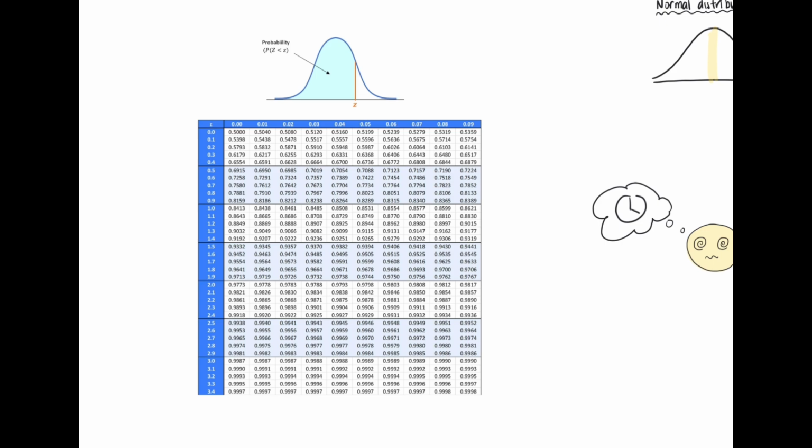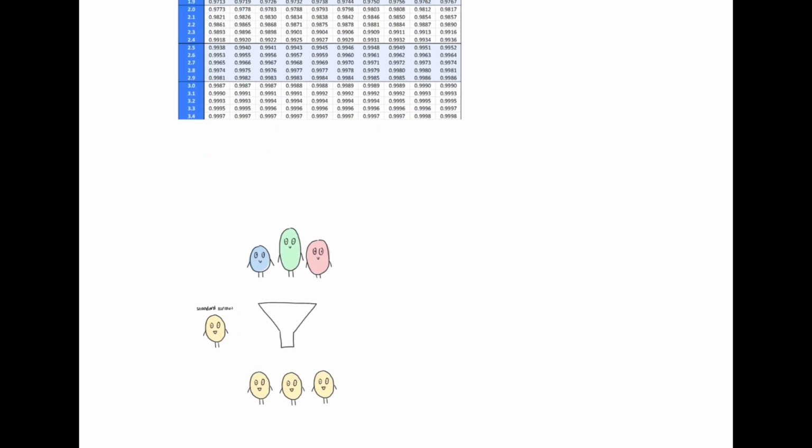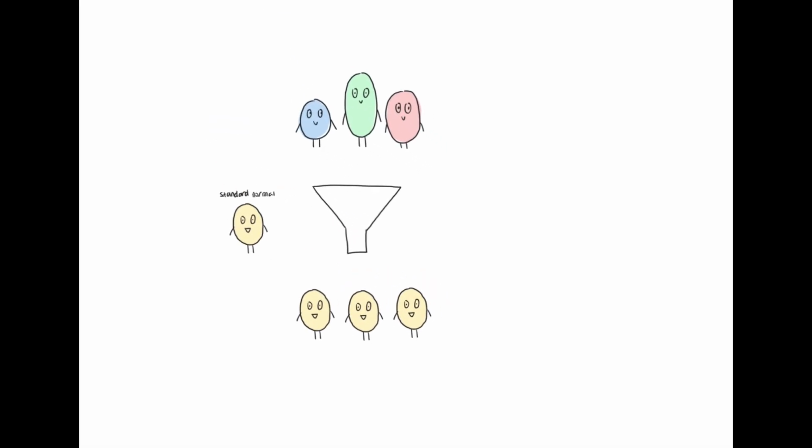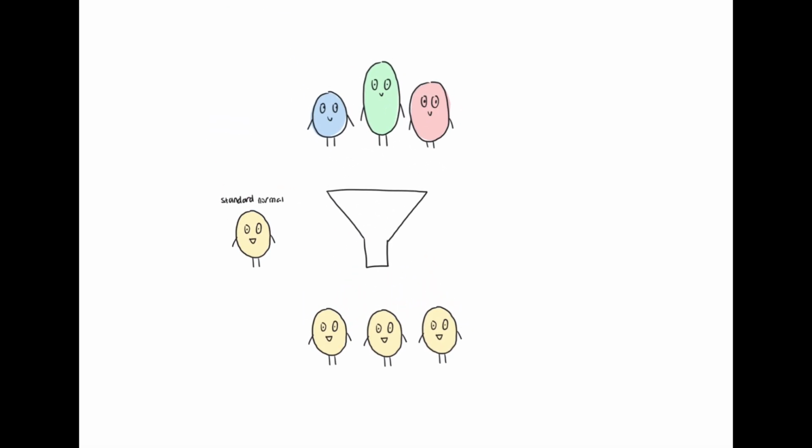Now that is where Z values come into play. Z values transform any normal distribution into the standard normal distribution by rescaling the data. You can see here that blue, green, and red has been transformed and rescaled all to look like yellow, the standard normal. A Z value represents how many standard deviations a value is from the mean.